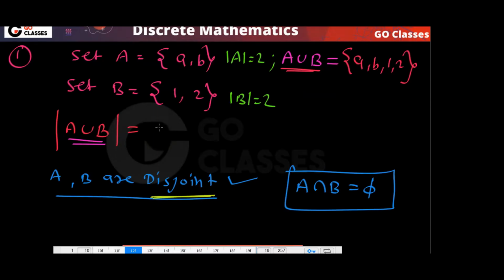And because they are disjoint sets, can I say their cardinality will be the cardinality of A plus the cardinality of B? That will be 2 plus 2 equal to 4. Agree? Okay, so this is the idea. Very simple.